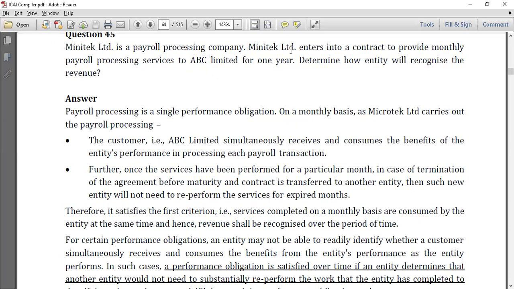Payroll processing is a single performance obligation. On a monthly basis, Minitic Limited is carrying out the payroll processing. Now, first, there are two things for payroll processing.